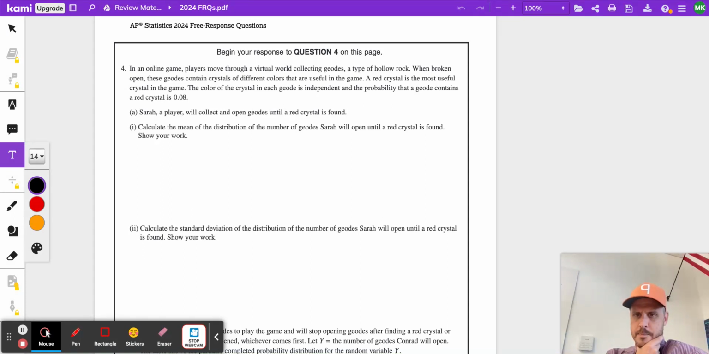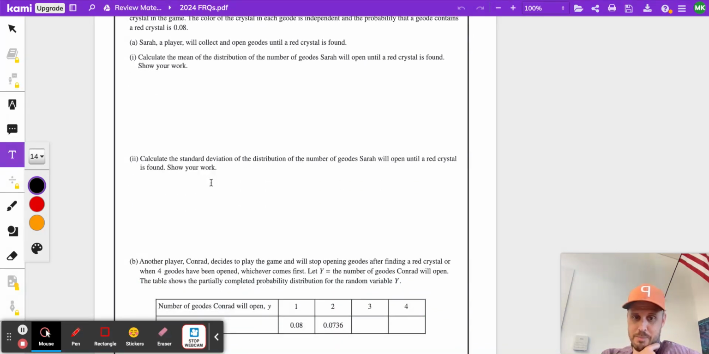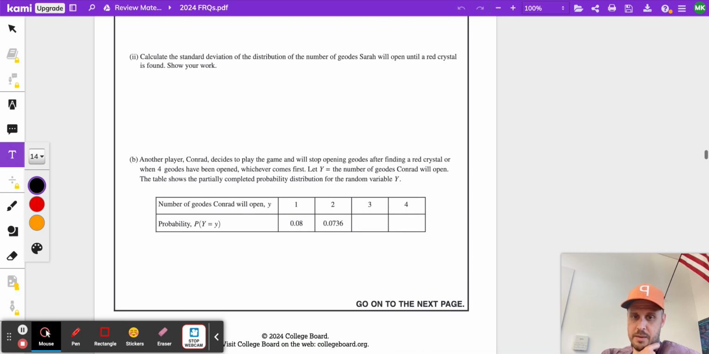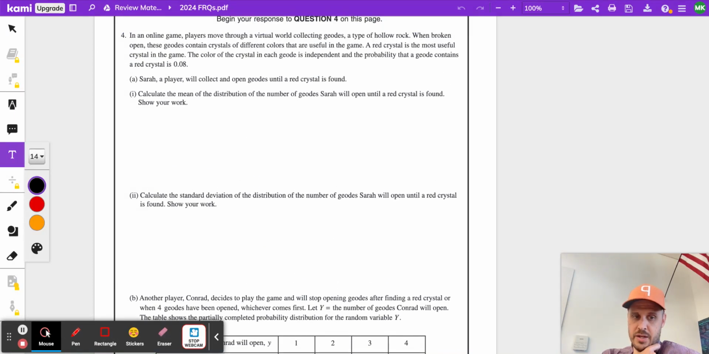Whatever. Part A, a player will collect open geodes until a red crystal is found. That sounds geometric to me. Calculate the mean of the distribution. Well, that's on your formula sheet, so that's pretty easy. Write down the formula, plug in the numbers, and you're good. Calculate standard deviation, also on your formula sheet. Plug in the numbers, you should be good. Where your p is 0.08 and your 1 minus p is 0.92.